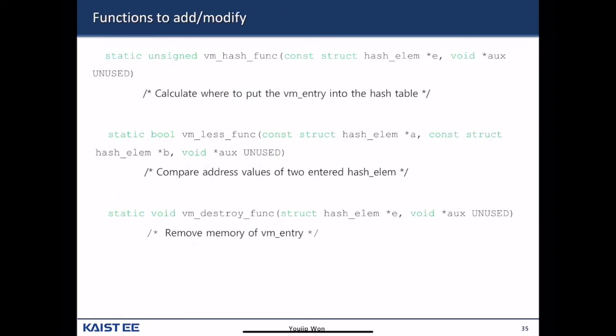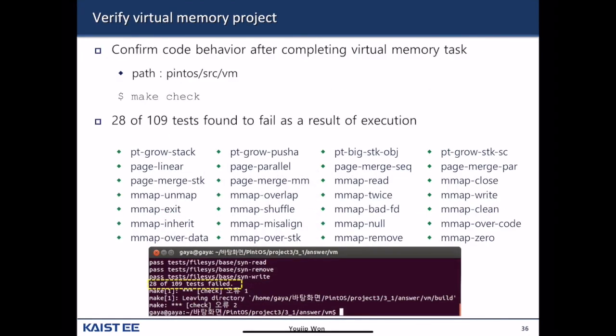And there are other functions like VM_hash and this one. The first one is a function to calculate where to put the VM entry into the hash table. And this is the function to compare address values of two hash elements, to check whether they are the same or not. And this is the function that removes the memory of a VM entry. So this is the result of the checking.